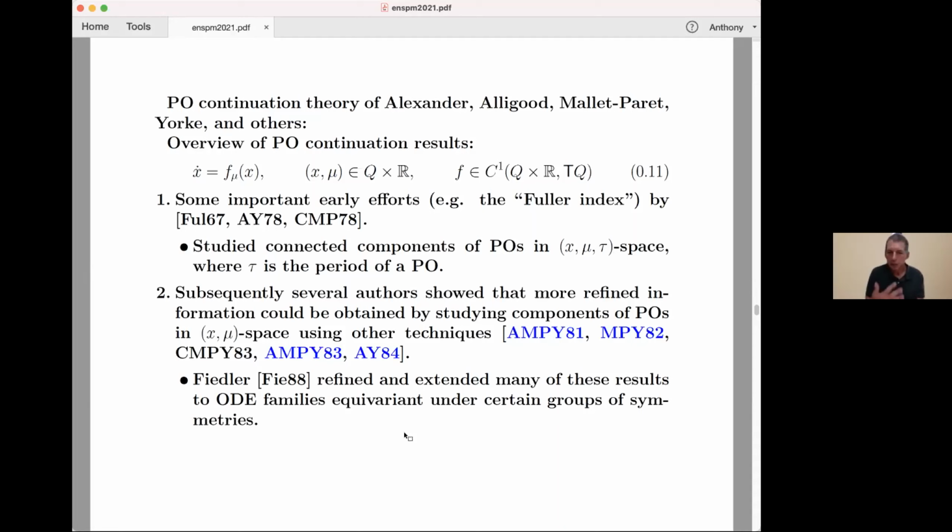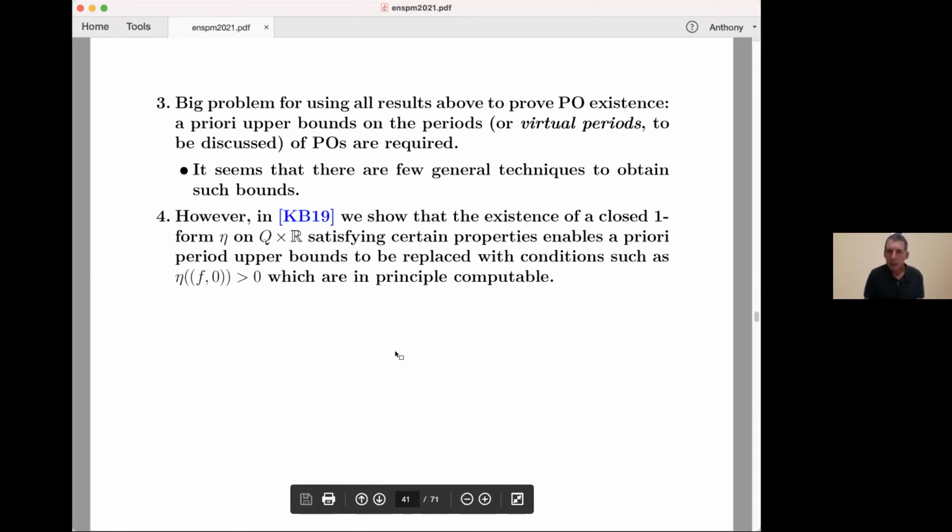There are various ways of doing this, studied by the various people that I mentioned here. And the big problem, as I say, is to prove periodic orbit existence. For that, in all this work, you basically need a priori upper bounds on the periods of the periodic orbits. And the trouble is there are few techniques for obtaining bounds on these orbits. So what I showed in this work with Matt Kvalheim is that there's this one form satisfying certain properties, which enables a priori upper bounds to be replaced with conditions on this one form.